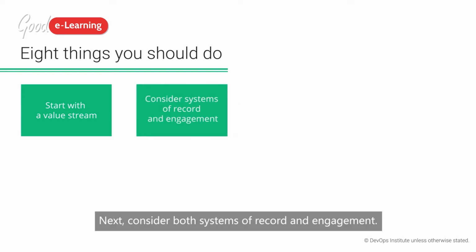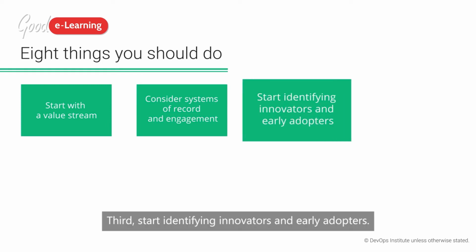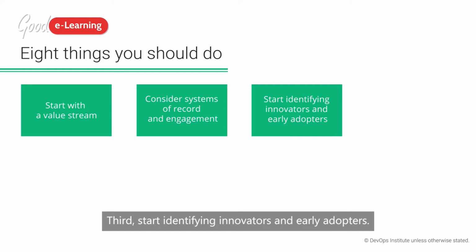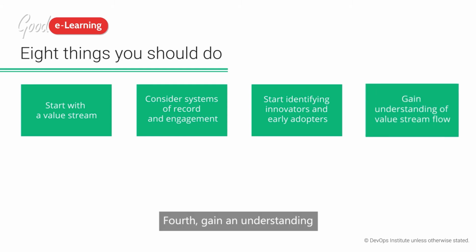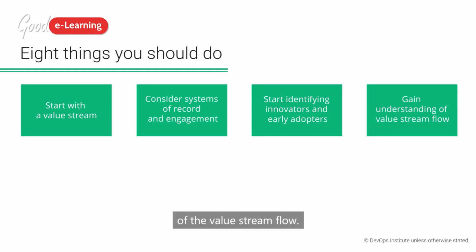Next, consider both systems of record and engagement. Third, start identifying innovators and early adopters. You might find that these fit into the stakeholder map you did in Module 2. Fourth, gain an understanding of the value stream flow.